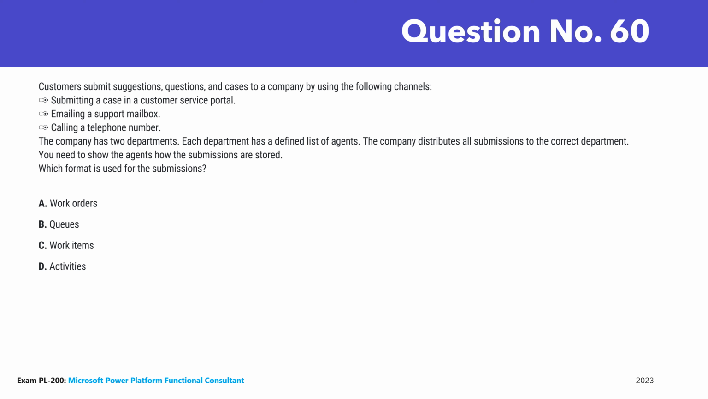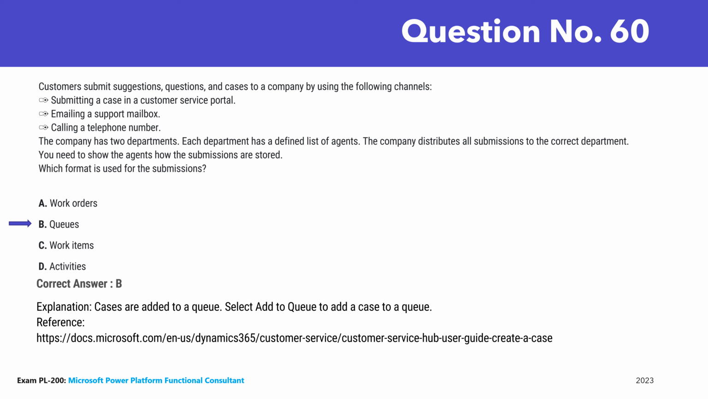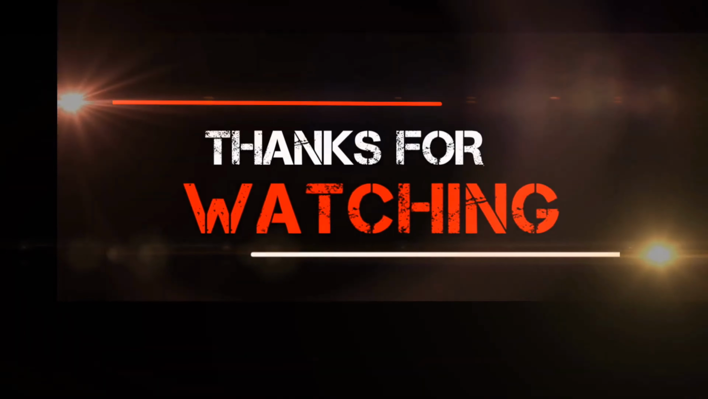Customers submit suggestions, questions, and cases to a company by using the following channels: submitting a case in a customer service portal, emailing a support mailbox, calling a telephone number. The company has 2 departments. Each department has a defined list of agents. The company distributes all submissions to the correct department. You need to show the agents how the submissions are stored. Which format is used for the submissions? A. Work orders. B. Queues. C. Work items. D. Activities. Correct answer, B.